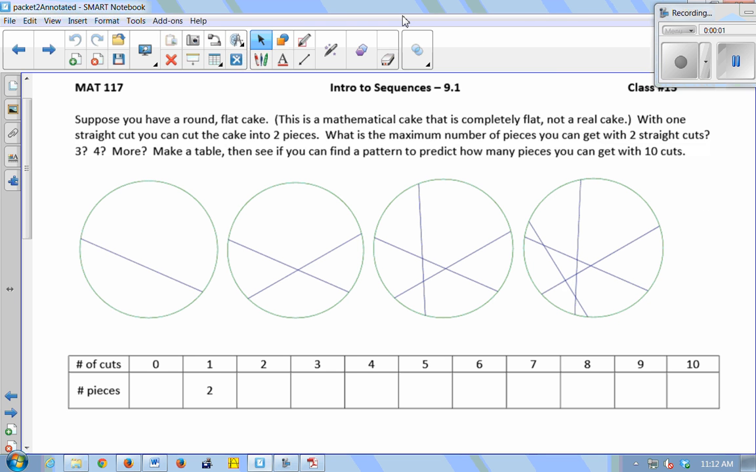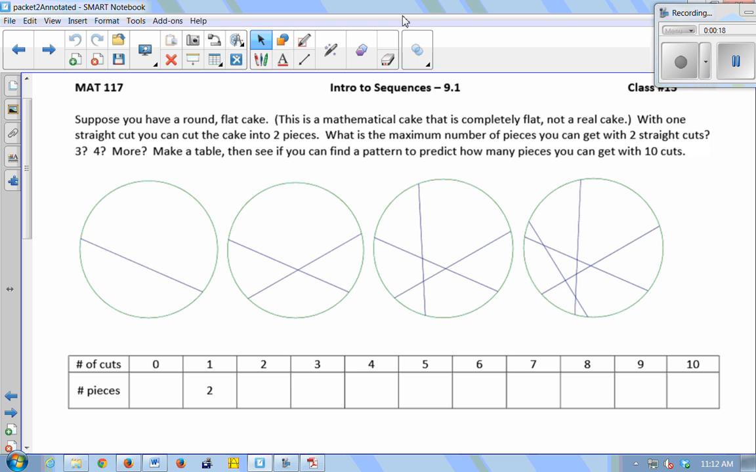Okay, so we're going to talk about sequences today. All right, so suppose you have a round, flat cake. Okay, and this is a mathematical cake. It's completely flat. It's not a real cake, so you can't slice it. It has no thickness.